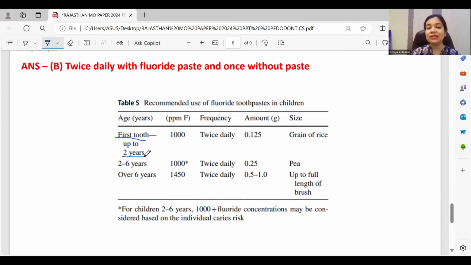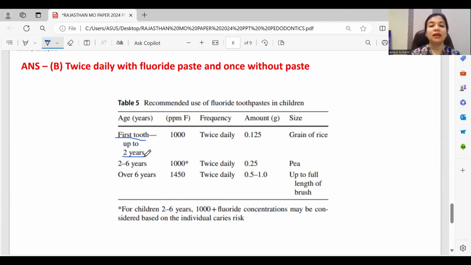Then for 2 to 6 years, a child can use 1,000 ppm, or, for example, if there is excessive fluoride in the drinking water in the area where the child is residing, then the ppm of fluoride in the toothpaste can be reduced. Again, twice daily is recommended with a pea-sized amount of toothpaste, and over 6 years, twice daily with a full length of the brush covered with toothpaste. So that is the recommendation.